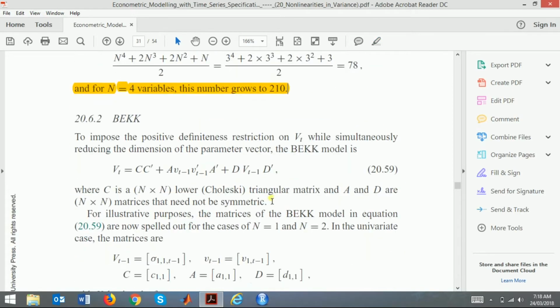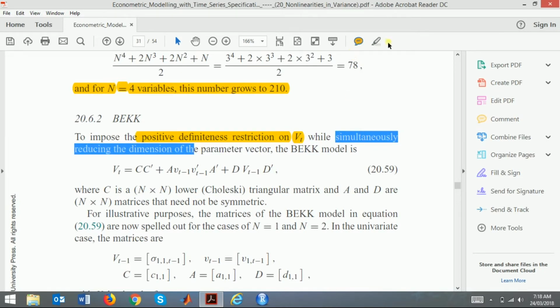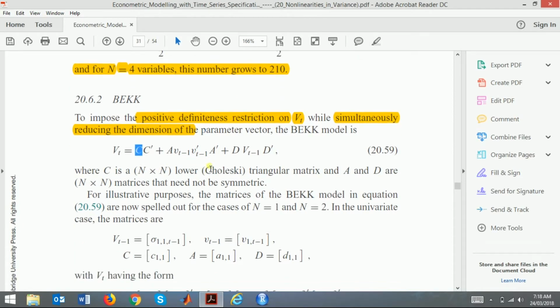Let's see what BEKK has to say. To impose a positive definiteness restriction on the multivariate variance while simultaneously reducing the dimension. Two things: we have the positive definite restriction and reducing the dimension. The BEKK model is, okay, this is the constant term, CC transpose. This is the decomposition of the GARCH parameter, and this is the decomposition of the GARCH parameter, where C is an n by n lower Cholesky triangular matrix.